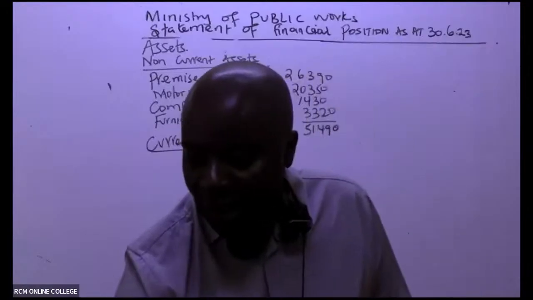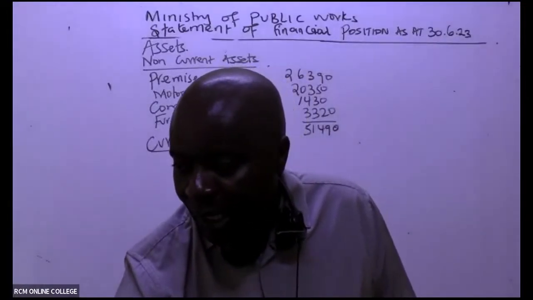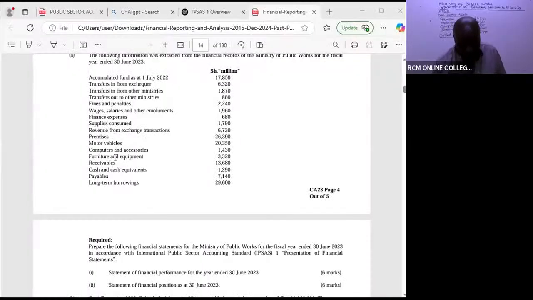So then do we have this current? Remember we have receivables, then cash. So we have receivables of 13,680. And then we have, ladies and gentlemen, cash and cash equivalents of 1290.